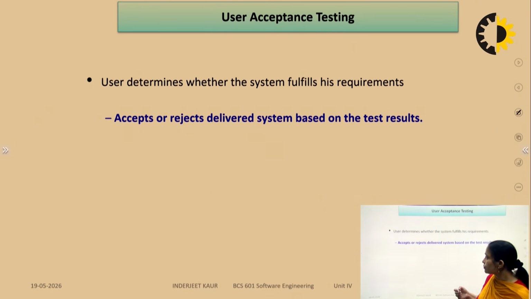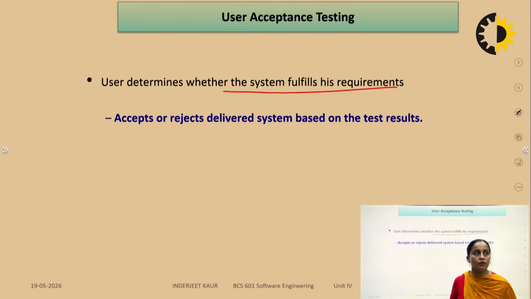Then comes user acceptance testing. Here the user determines whether the system fulfills its requirements or not, and accordingly the delivered system will be accepted or rejected based on the test results.